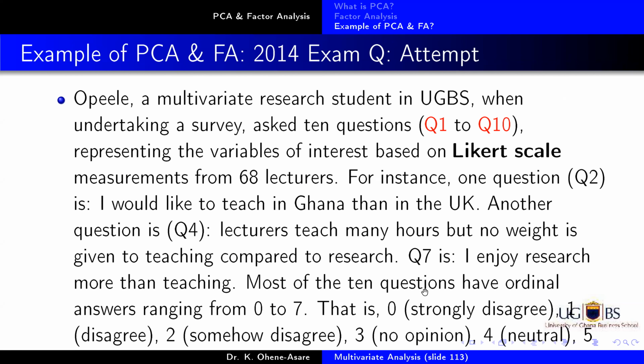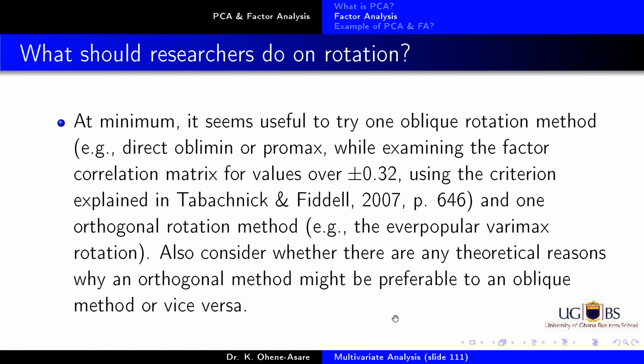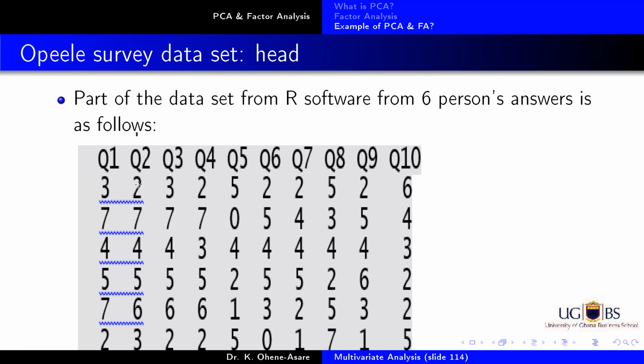Well, most of the 10 questions have ordinal answers, ranging from 0 to 7. In other words, once the person writes 0, I strongly disagree, which means that I will not want to teach in Ghana. Because the question was, I would like to teach in Ghana than in the UK. Strongly disagree. And then you have 1, which is disagree. 2, somehow disagree.